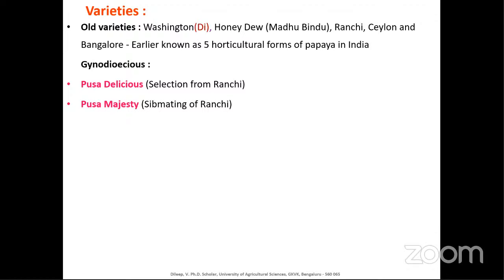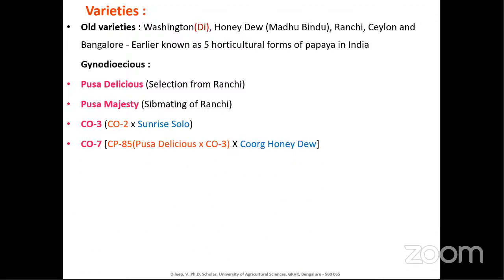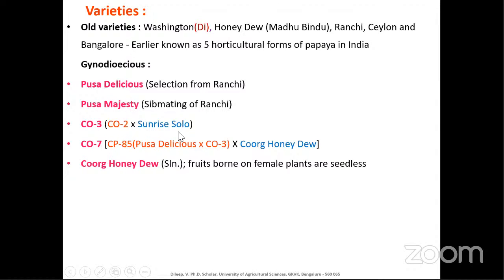Pusa Delicious, Pusa Majesty, Co3, Co7. Pusa Delicious and Pusa Majesty are selections. Co3 is a hybrid between Co2 and Sunrise Solo. These were developed by TNAU. Co7 is a double cross hybrid, that is the F1 of Pusa Delicious into Co3, with the F1 of the Coorg Honeydew. Coorg Honeydew is also a selection. And the fruits borne on the female plants are seedless.